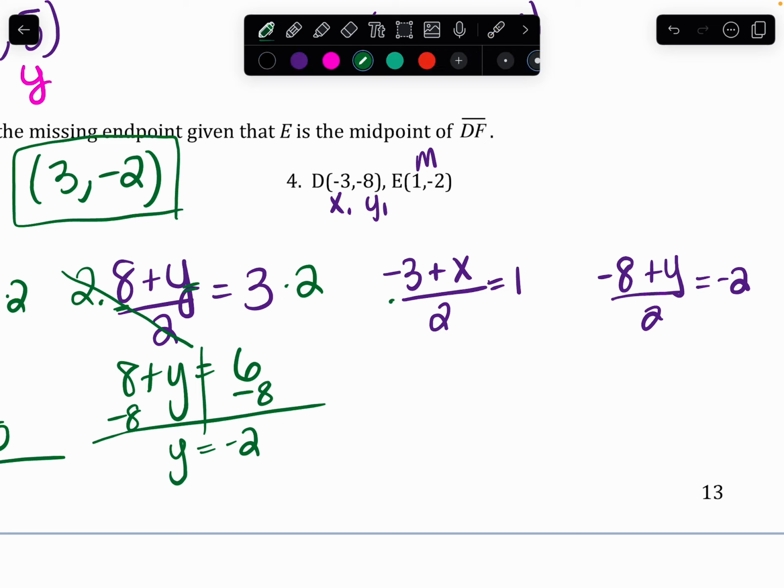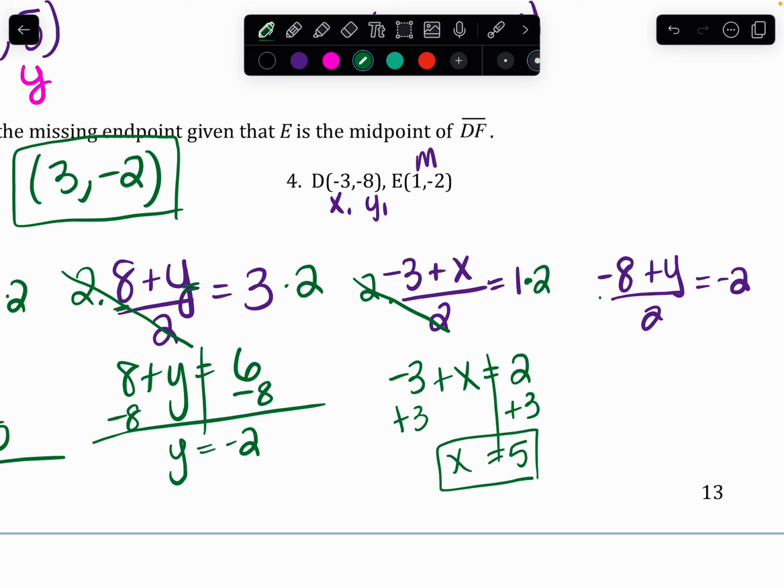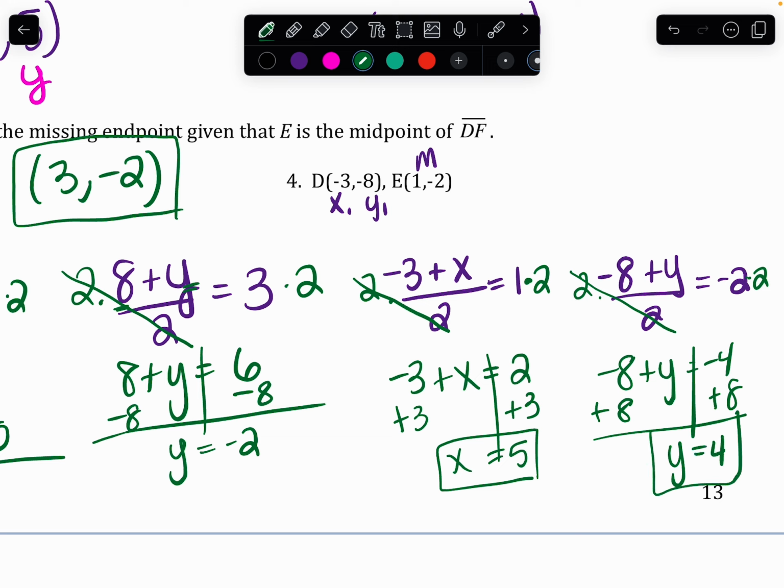All right, and we're going to solve that the same way. So starting by multiplying by 2, we get negative 3 plus x equals 2. Then add 3, we get x equals 5. Same thing over here, multiply by 2. Negative 8 plus y equals negative 4. Then add 8, get y equals 4. So that means that our midpoint, which is coordinate F in this one, is the point (5, 4), because it's an x, y coordinate.